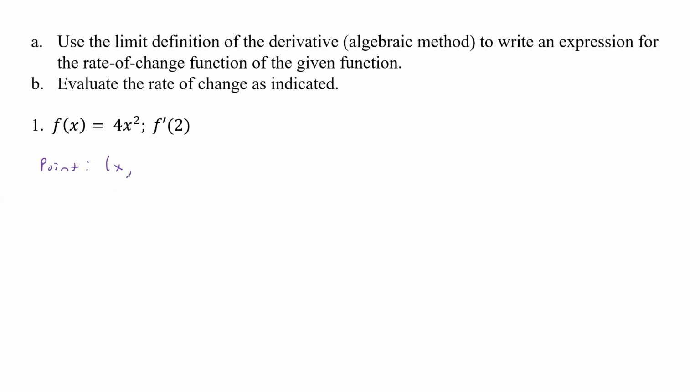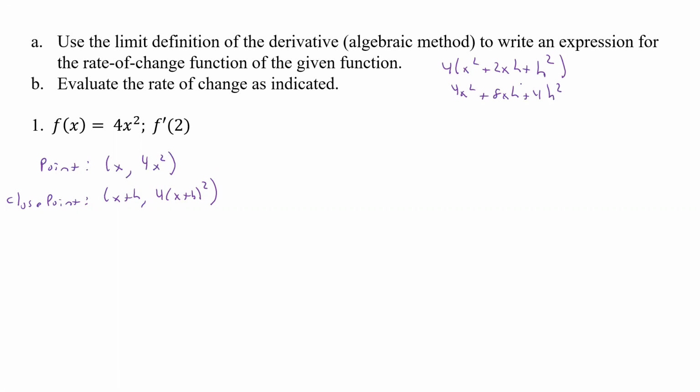Well, that's going to be x comma 4x squared, because we just plug in f of x, which is 4x squared. Then we find a close point. Well, that's going to be x plus h, and then 4 times (x plus h) quantity squared. Now we have to square this and take it times 4. That's 4 times, and if we square that, that's x squared plus 2xh plus h squared. So it's going to be 4x squared plus 8xh plus 4h squared. Okay, so that should be what we get there.